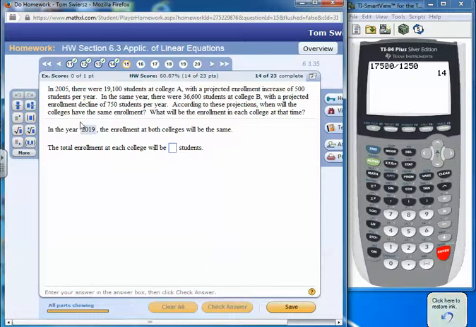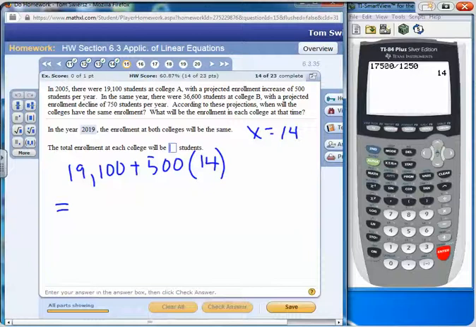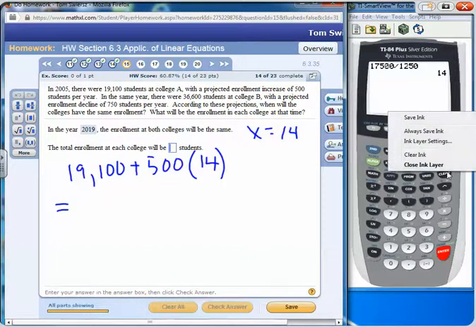And what will the total enrollment at each college be? Well, remember now, you can either use A or B. A was 19,100 plus 500 times the number of years, but we just found out that the number of years was what? X equals 14, right? So we're going to put in 14 for X, and then just go ahead and do this expression, 19,100 plus 500 times 14, and we can do that on our calculator, and that will give us the total enrollment. You could also use the B, which was 36,600 minus 750 times 14, right? Because that's what B was.